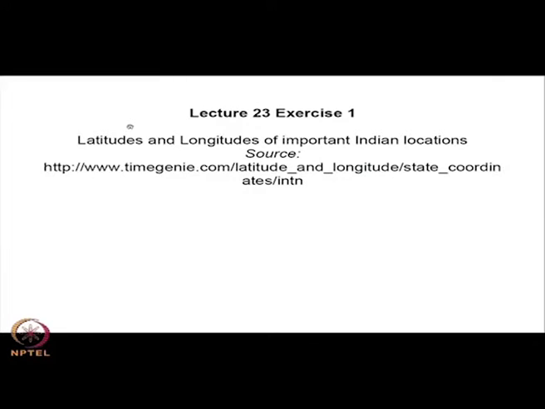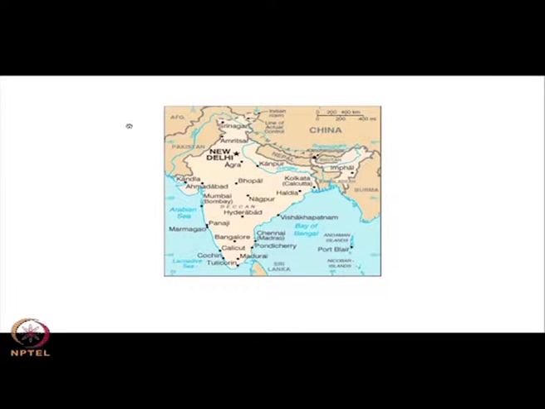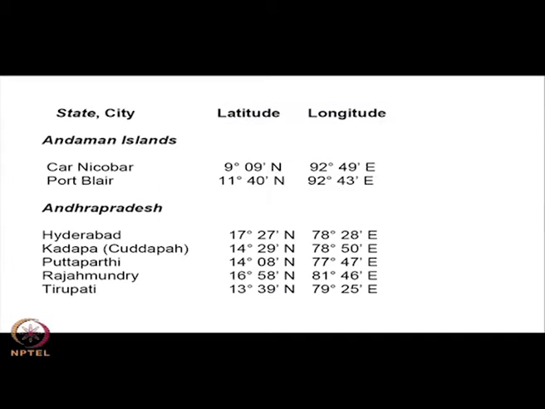But what I am showing here is only a partial list from Time Genie. This is the Indian map, which shows the important locations, including the Andaman and Nicobar Islands. I have put it in the form of state and city, and the state is in italics: Andaman Islands, Andhra Pradesh, and so on, with latitude and longitude given in degrees and minutes.